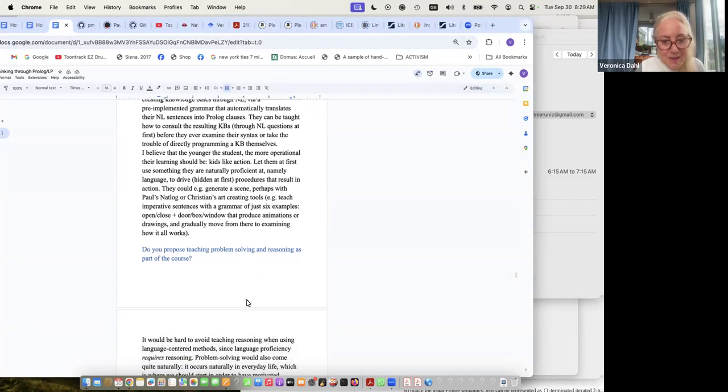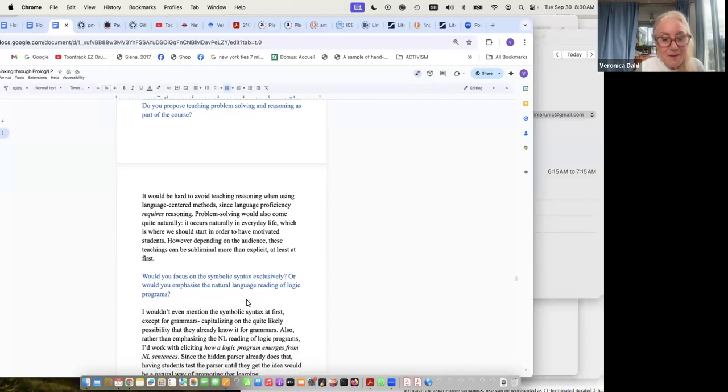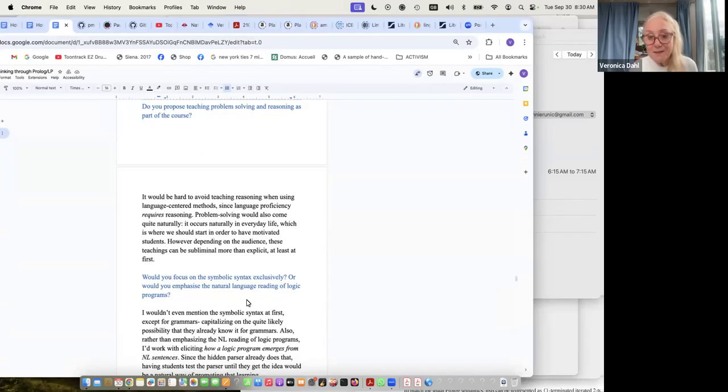Second question, do you propose teaching problem solving and reasoning as part of the course? Well, yes. I think it would be very hard to avoid teaching reasoning when using language-centered methods, since language proficiency requires reasoning. Problem solving would also, I think, come quite naturally. It occurs naturally in everyday life, which is where I believe we should start, solving problems of everyday life for the particular group. The problems of every group are different, but if we address their problems without tools, now we catch their attention. So we should start with problem solving in everyday life to have motivated students.